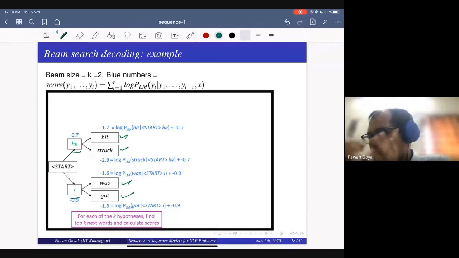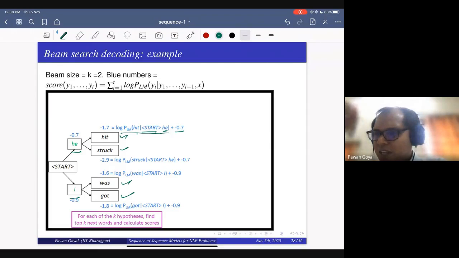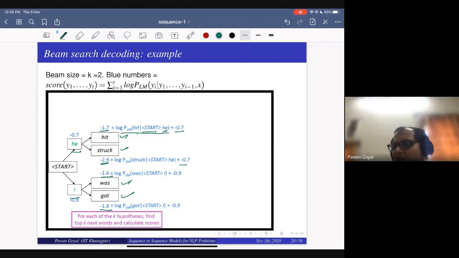Again, compute the probability up to this point. This was already minus 0.7, plus the probability of hit given start and he. That will again come from the probability distribution at your decoder. Suppose this gives minus 0.7. Similarly, the others give minus 2.9, minus 1.6, minus 1.8. So now you have 4 different possibilities. What should you do at this point? Because this will keep exploding: 4 will become 8, 16, 32. If your sequence length is long, it again becomes exponential in size.